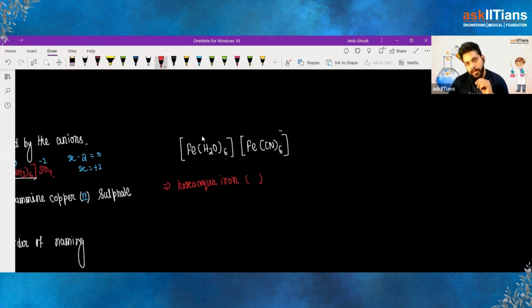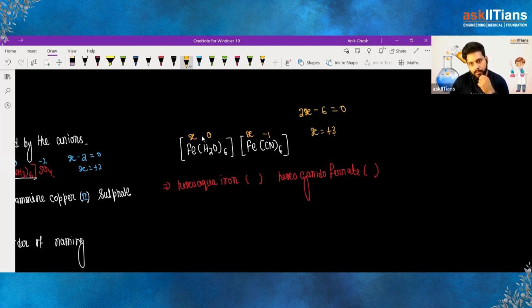Then hexacyanido ferrate, not iron, it's time, ferrate. Now the primary valence is, guys, take it as x, 0, x minus 1. That means 2x minus 6 equals 0. x is coming as plus 3. So each of them is 3. That's how we do it. Okay. So this is how you name these compounds. Am I missing out anything?